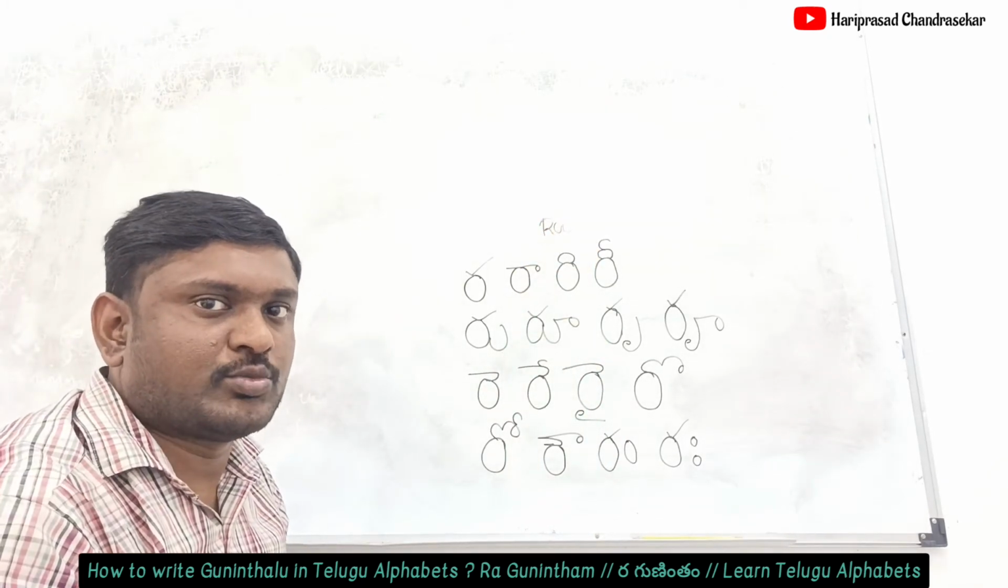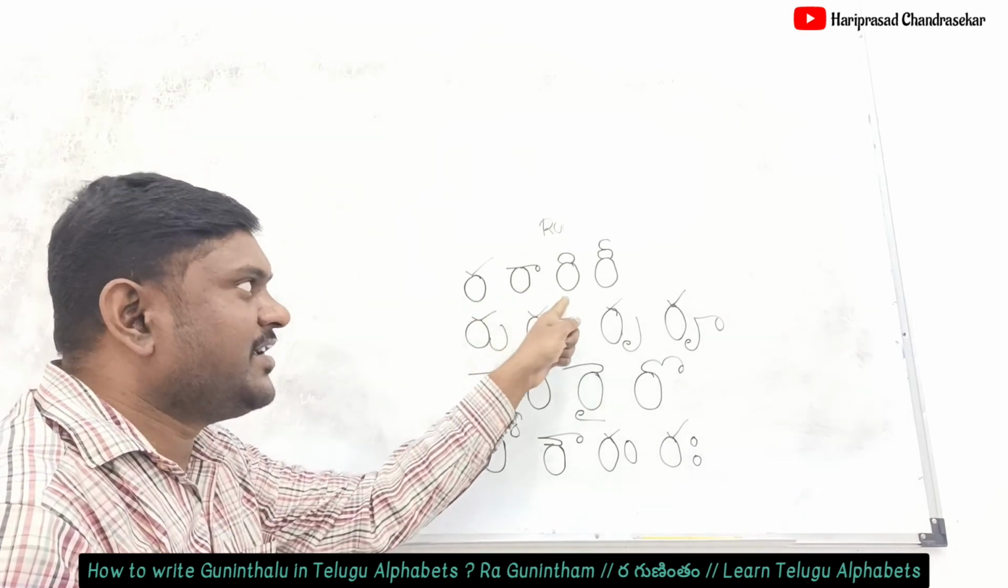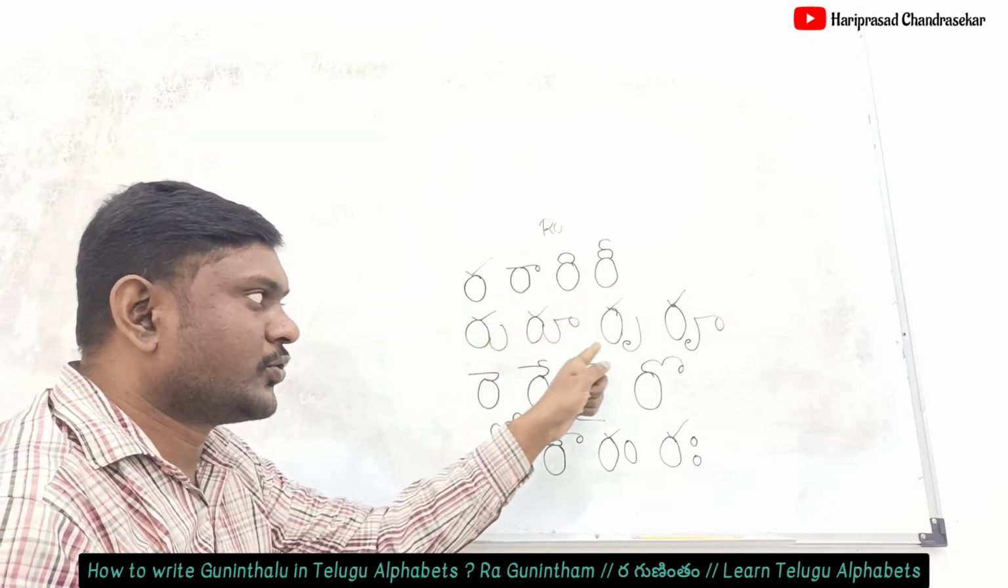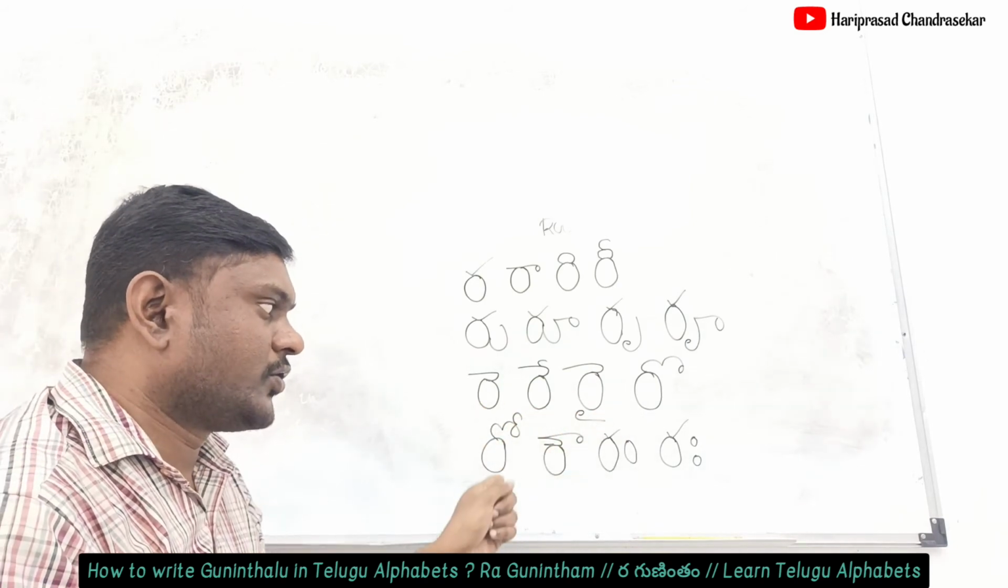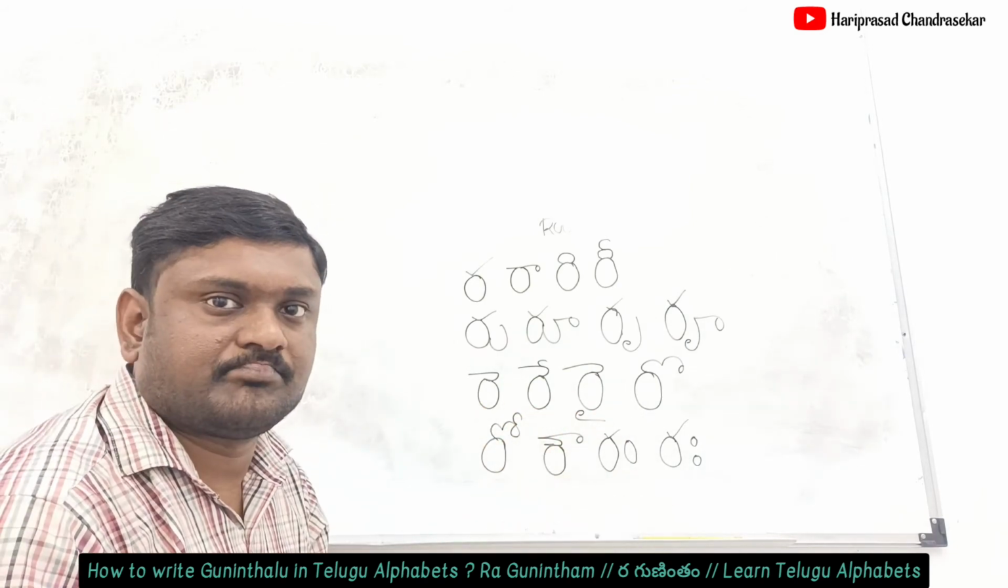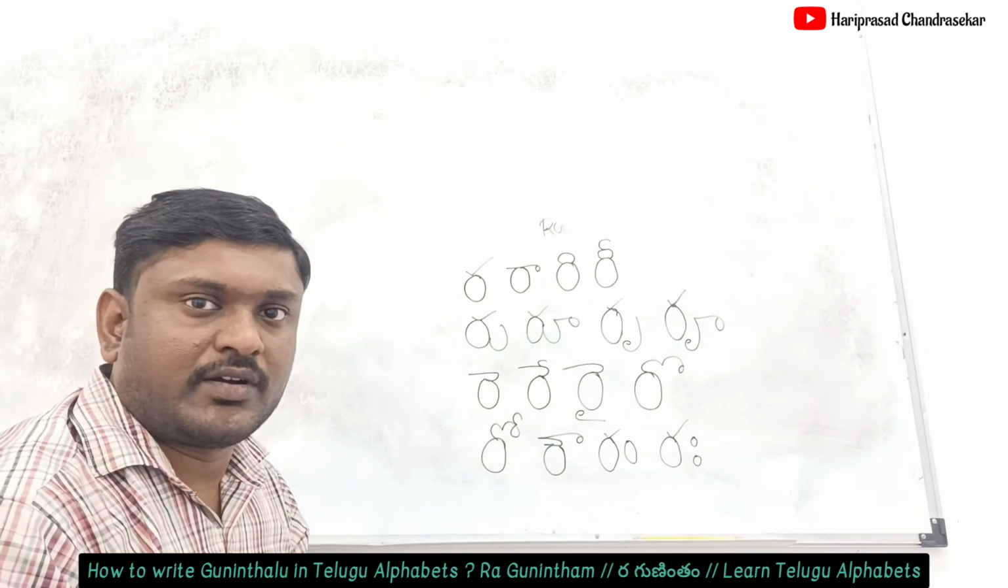Ra Gunintham. Ra, Ra, Ri, Ri, Ru, Ru, Ru, Ru, Re, Re, Rai, Ro, Ro, Rau, Ram, Raha. So this is what Ra Gunintham.